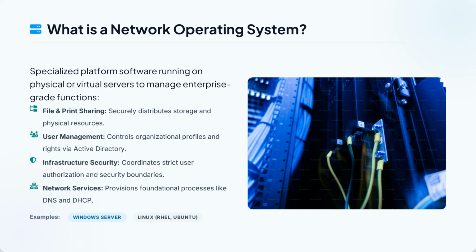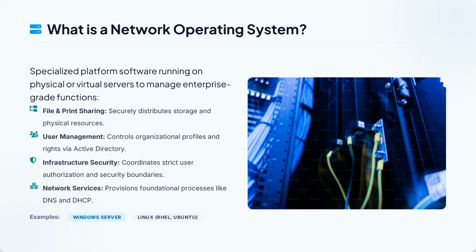A network operating system, often abbreviated as NOS, is specialized software that runs on a server. Its primary job is to provide essential network services. These include file and print sharing so that users can store and access files centrally and use networked printers. It also handles user and resource management, which means it controls who can access what on the network. Security and authentication are another key function, for example through Active Directory, which manages user logins and permissions.